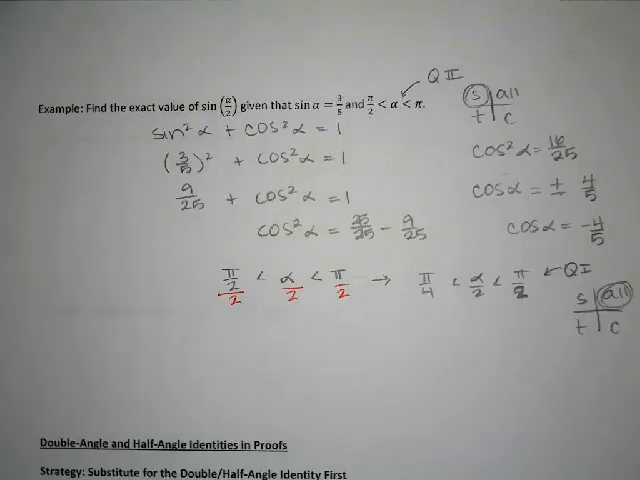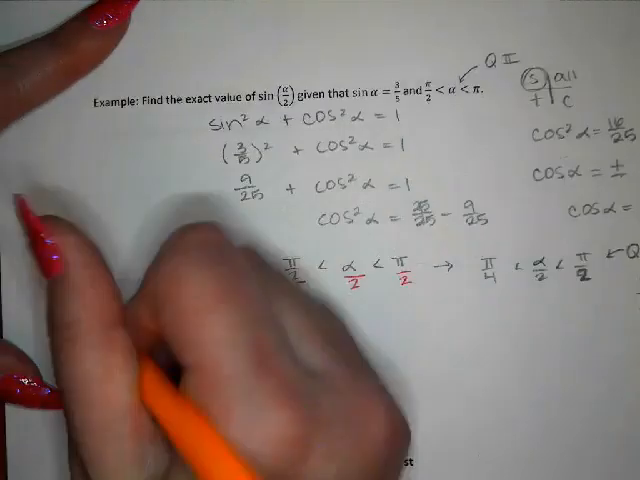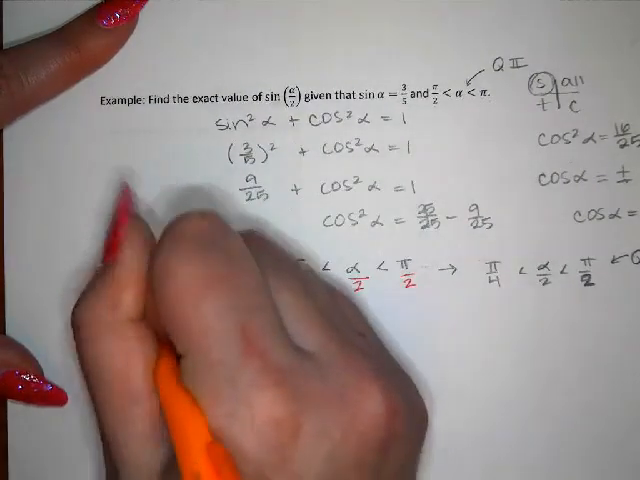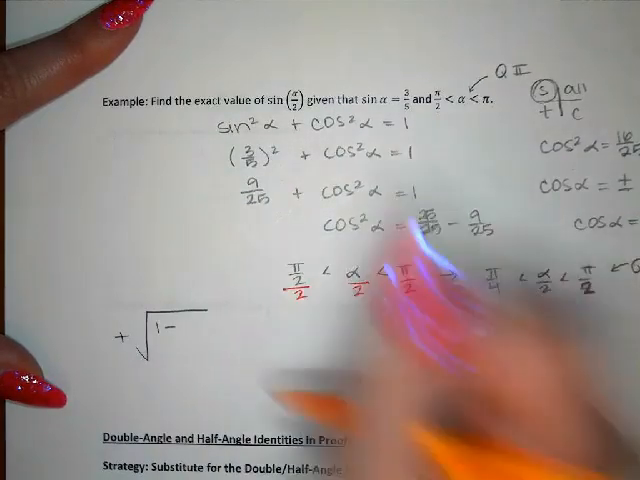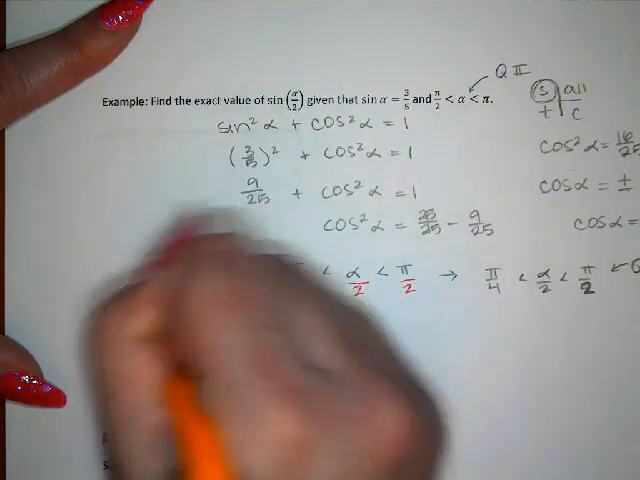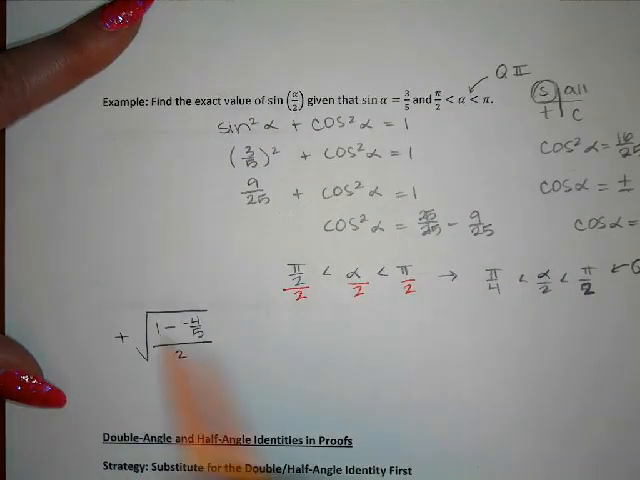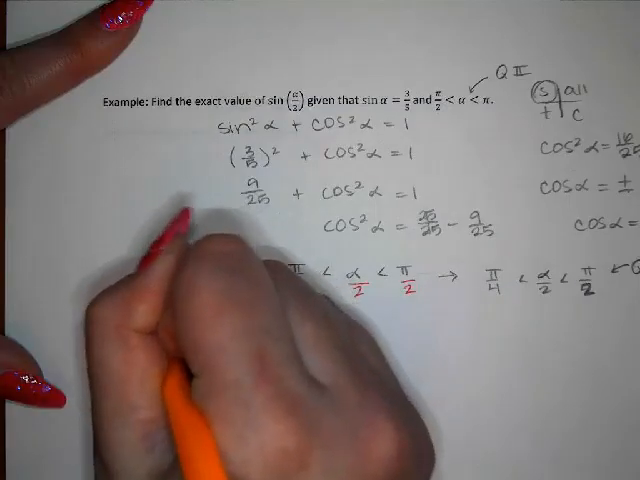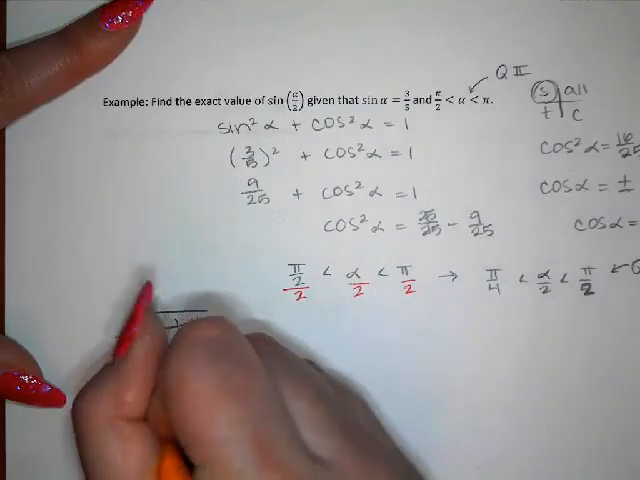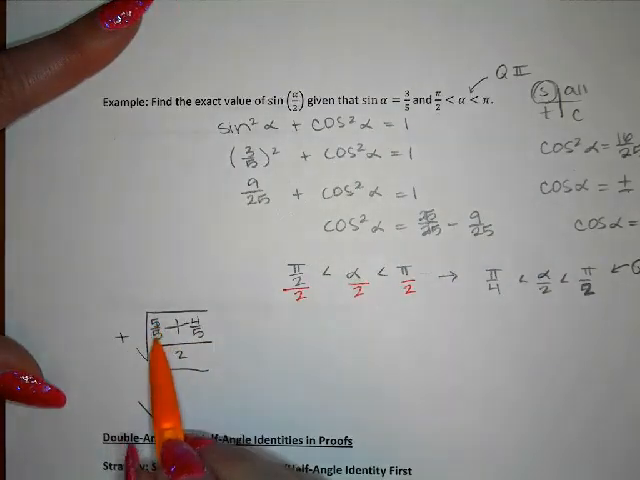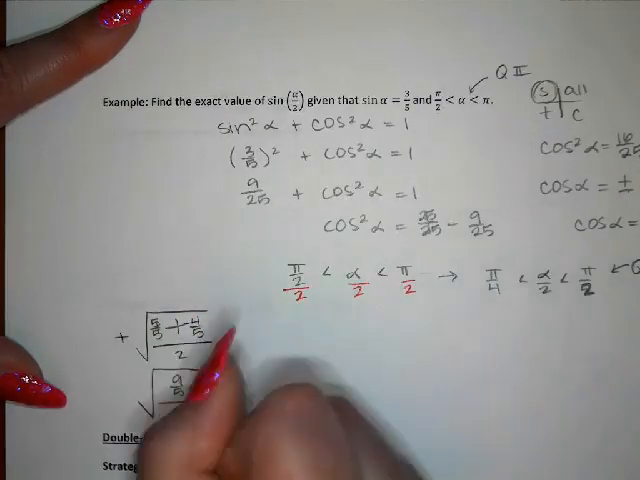Okay, so I'm going to go ahead and write this down with the formula now. I'm going to do the positive version, square root of (1 minus cos alpha, which is -4/5) over 2. The 1 I can rewrite as 5/5. Minus a negative I can rewrite as a plus. So 5/5 plus 4/5 is 9/5, divided by 2. I'll make that a 2 over 1.